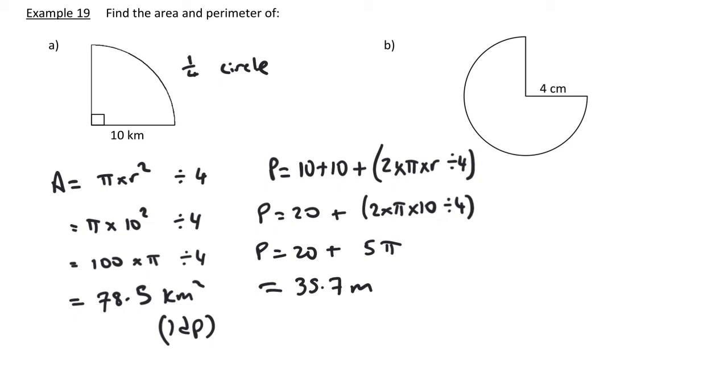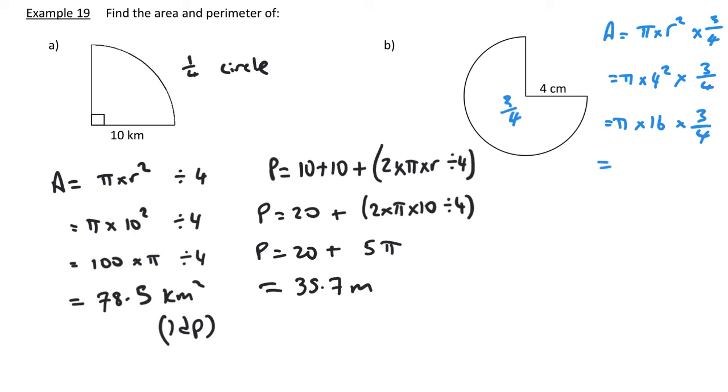So part B is similar to part A, only this time we've got 3/4 of the circle. So the area is going to be pi times r squared times 3/4, which is pi times 4 squared times 3/4, which is pi times 16 times 3/4, which is 37.7 square centimeters to 1 decimal place.